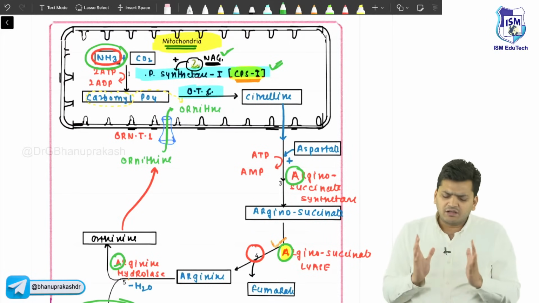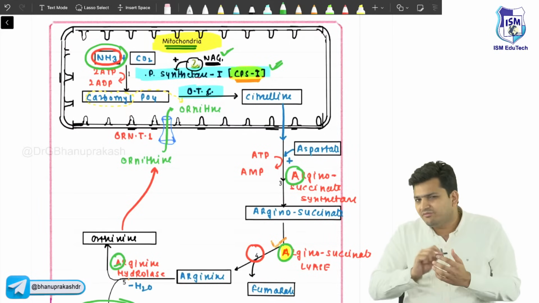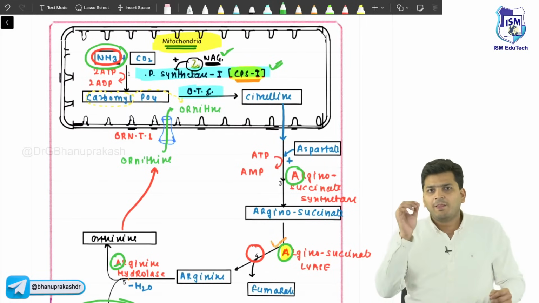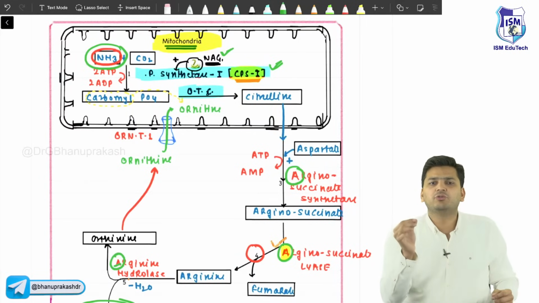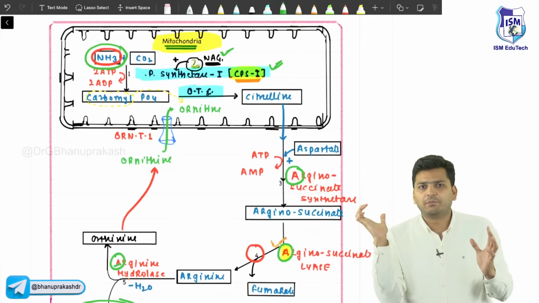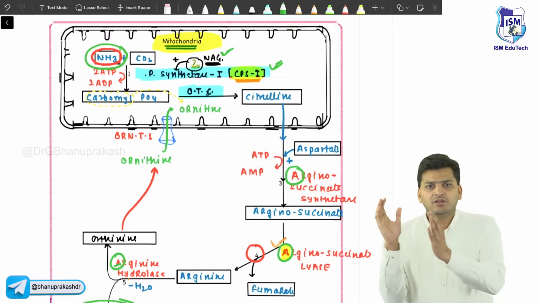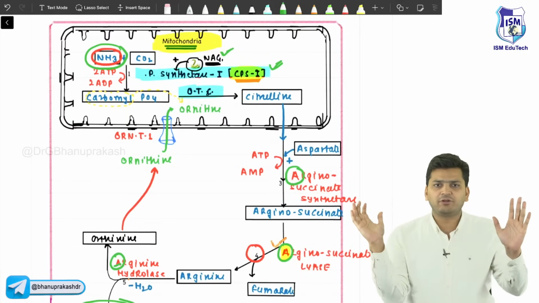What are the questions that come from the urea cycle? It is not the time that we are going to cram the urea cycle, and no one is going to ask you to write down the urea cycle. We should know the points that matter for MCQ purposes. Urea cycle occurs where? Liver. Which organelle? 2 steps mitochondria, 3 steps cytoplasm.